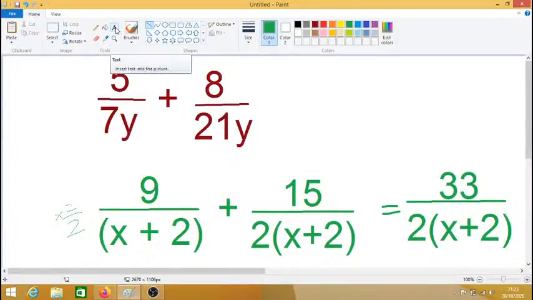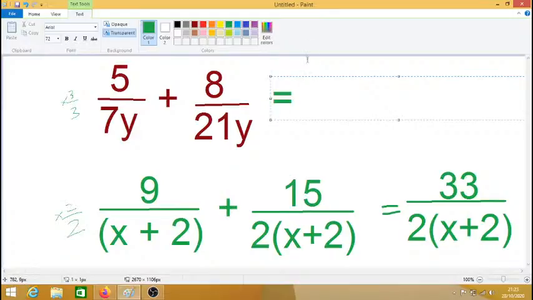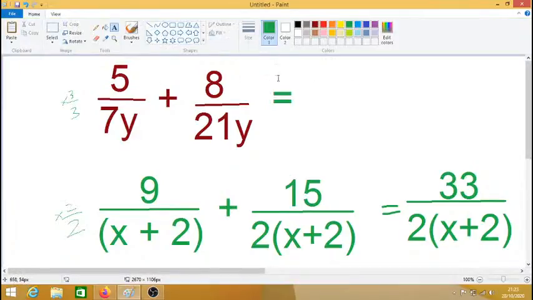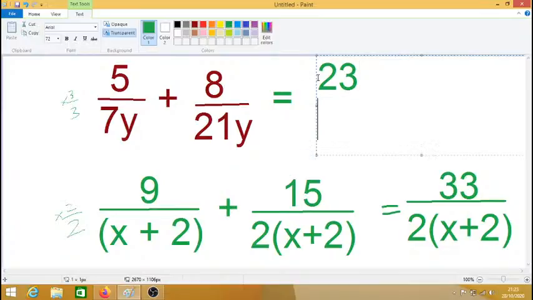Okay, very good again, mashallah. First one, the first fraction, we need to change from 7y to 21y. Easiest way is to times by 3 over 3. That'll change this first fraction. At the top we'll get 15, at the bottom 21y, and we will end up with 15 plus the 8 is 23 on the top, and 21y on the bottom.